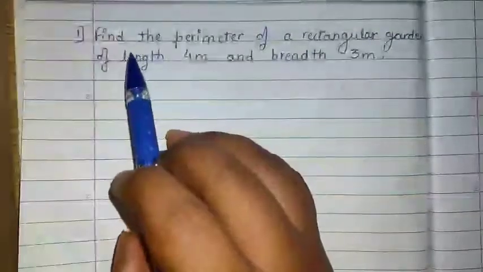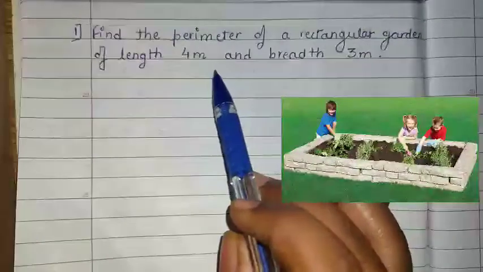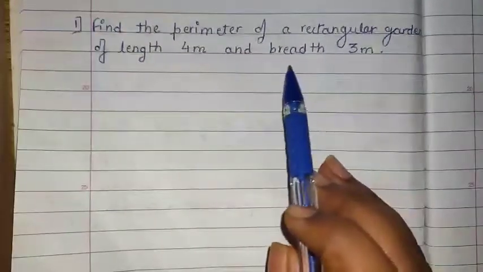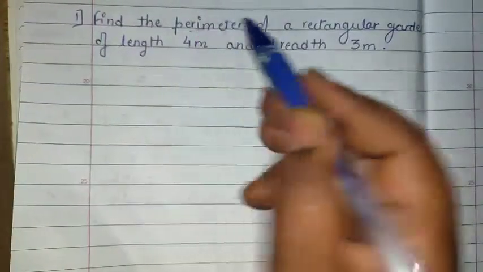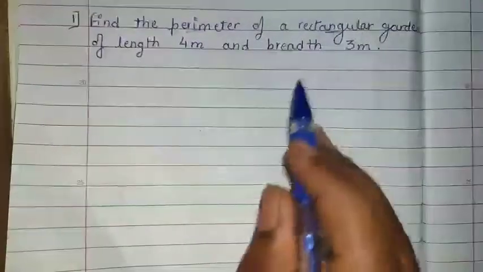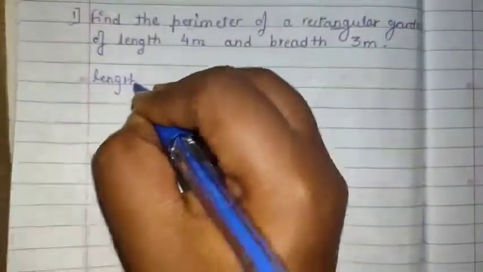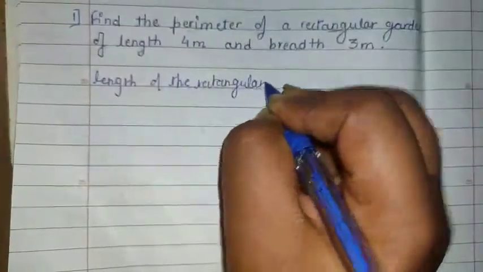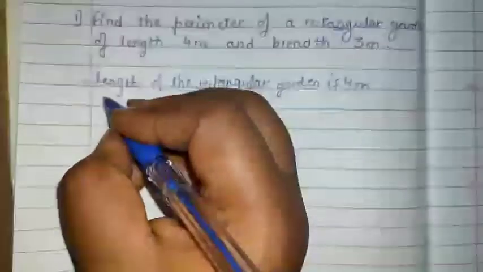Okay, so the first problem is: find the perimeter of a rectangular garden of length 4 meter and breadth 3 meter. Now tell me, what are we told to find out? Yes, we are told to find the perimeter. And what is the shape of the garden? Yes, it is rectangular in shape. And what is the length given? So the length of the rectangular garden is 4 meter. And what is the breadth given in the problem?